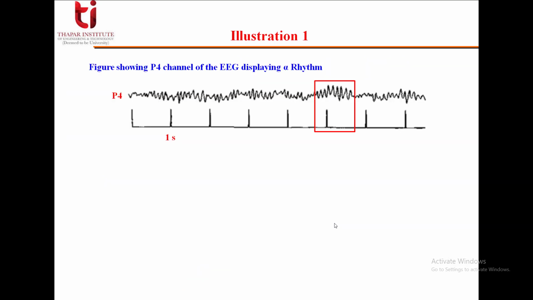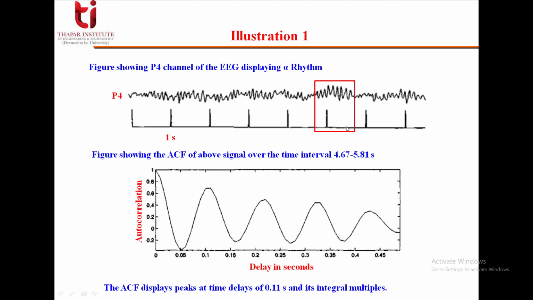Now let's discuss some examples. This figure shows the EEG signal taken from the P4 channel, and it is displaying alpha rhythm. We are taking this window of 4.67 to 5.81 seconds, and we have obtained the autocorrelation function of this. You can see in the time domain we have computed this autocorrelation function. It displays peaks at a time delay of 0.11 second and their integral multiples. So you have a number of peaks.